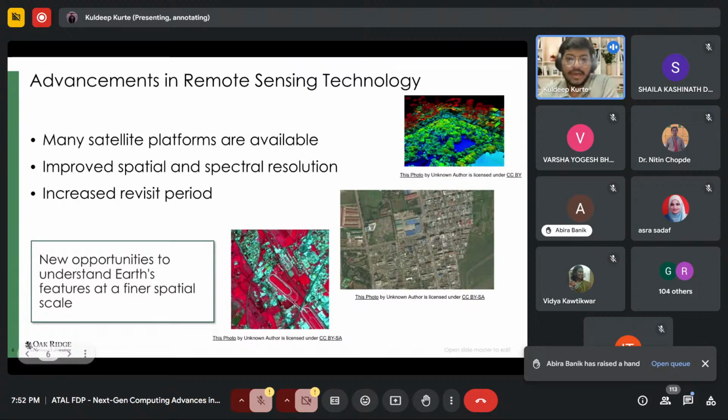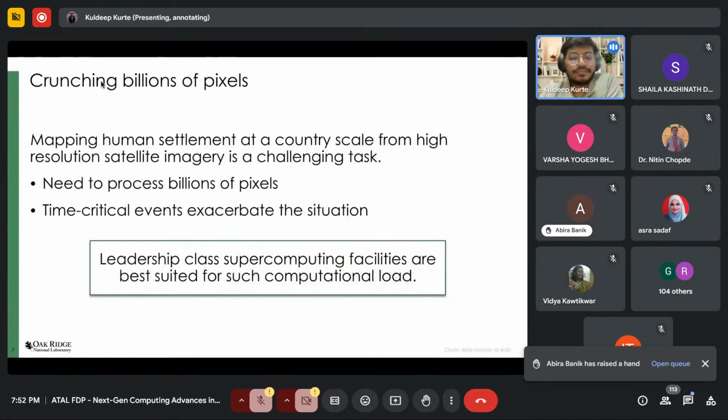The more data that we have, we need to have more computing resources to process the data. So that's what I'm trying to say here. So, crunching billions of pixels. Mapping for our particular task, where we are trying to map the human settlement at a country scale from high resolution satellite imagery, is a challenging task.